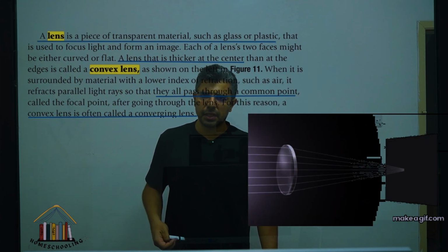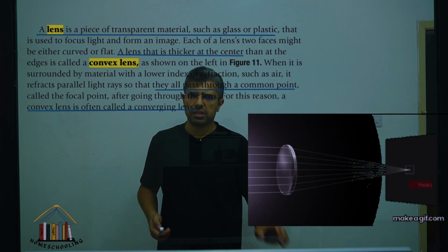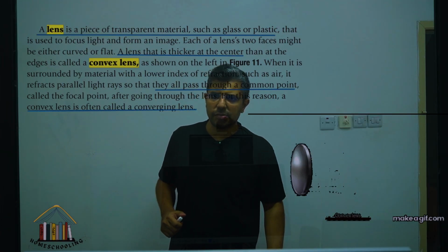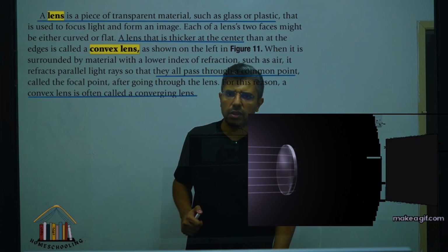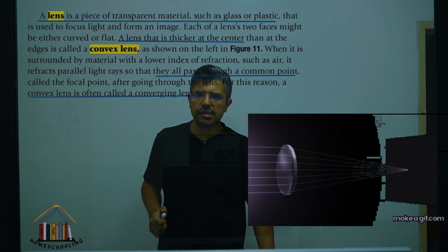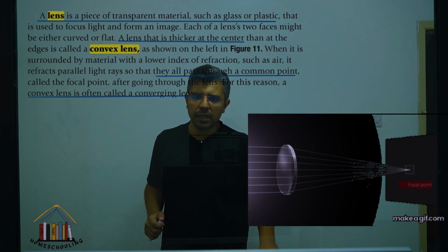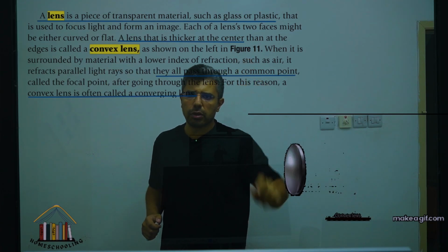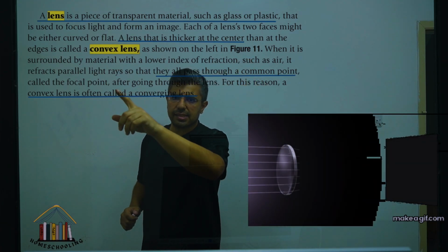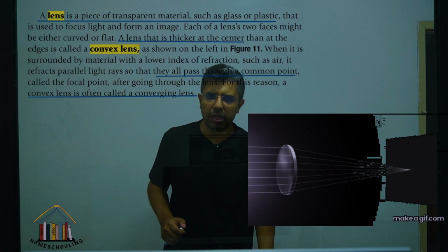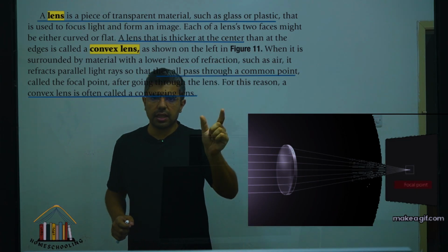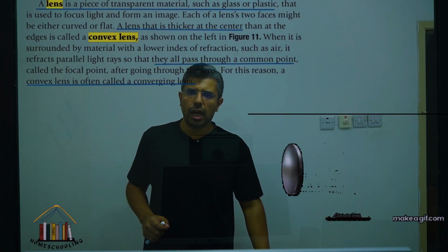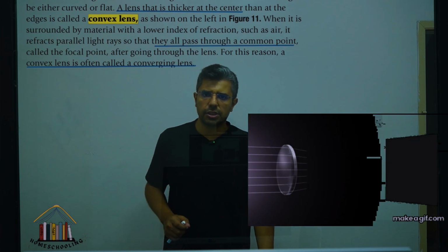A lens is a piece of transparent material, like we see here, or in my glasses as well. It's made of transparent materials such as glass or plastic. For example, a lens that's thicker at the center, like the one that we are seeing here, we call a convex lens.